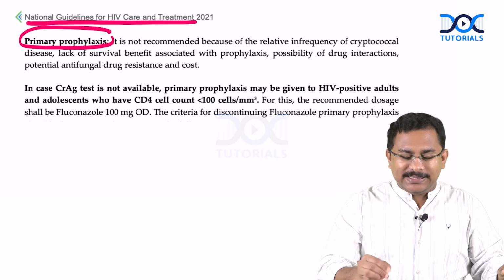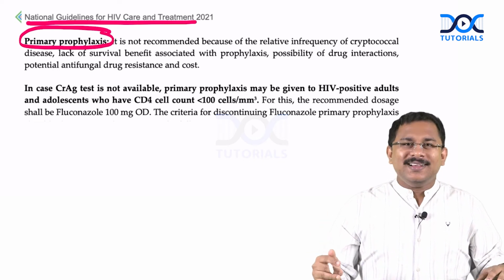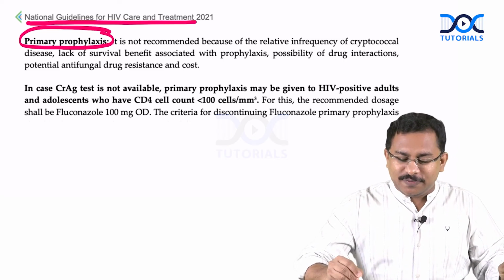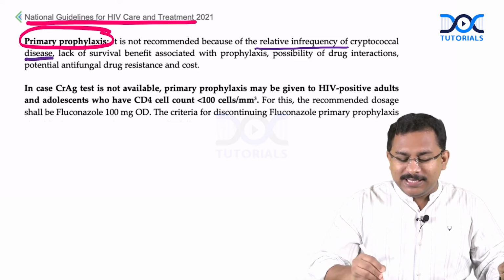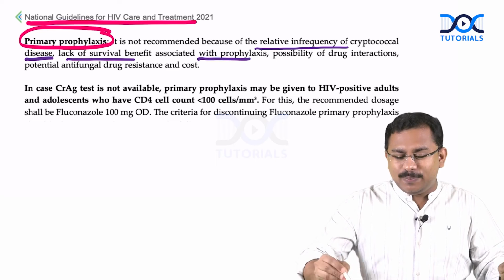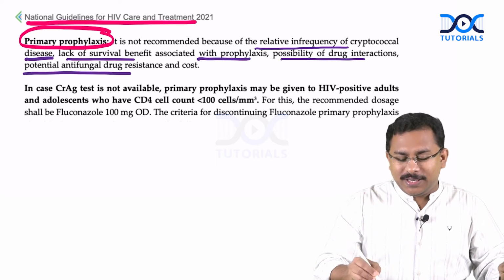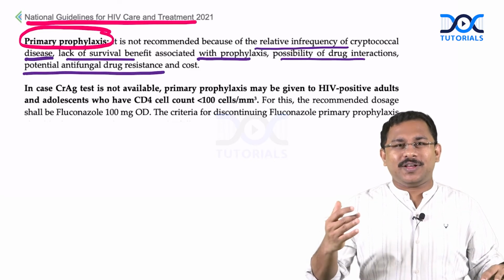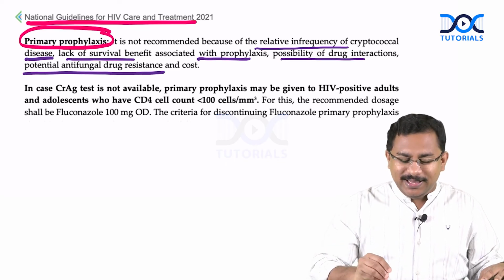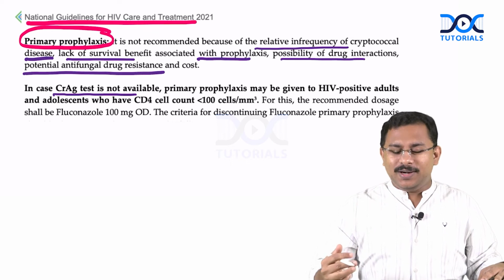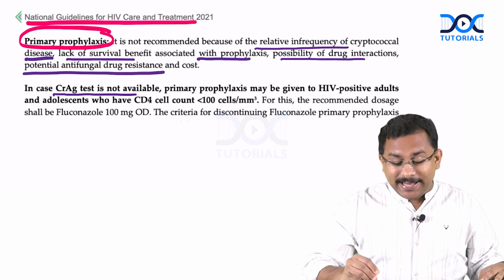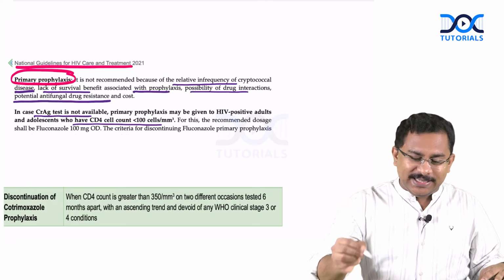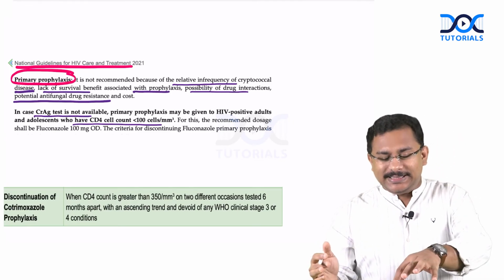So for primary prophylaxis in case of cryptococcal disease, generally it is not recommended. The prophylaxis for cryptococcal is not recommended because of the relative infrequency of the cryptococcal disease, lack of survival benefit associated with prophylaxis, possibility of drug interaction and potential antifungal drug resistance. So generally primary prophylaxis is not given for cryptococcal, but there is an exception: when the cryptococcal antigen test is not available, you may consider primary prophylaxis, and that also when the CD4 count is less than 100. So definitely this option C is a false statement and you can select that as the answer.